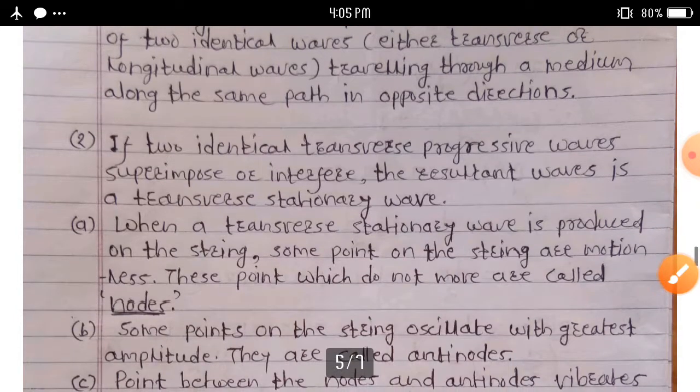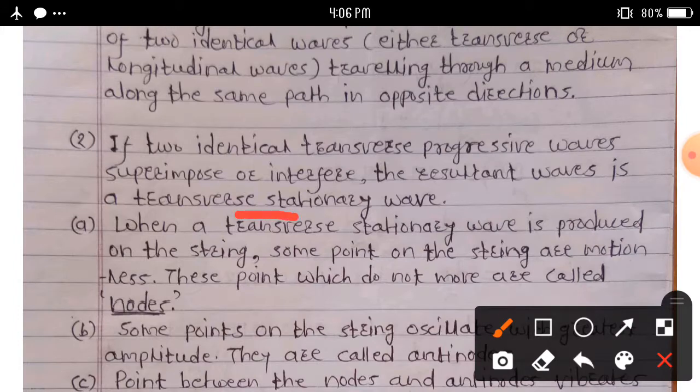Second one: if two identical transverse progressive waves superimpose or interfere, the resultant wave is a transverse stationary wave. Here, when a transverse stationary wave is produced on a string, some points on the string are motionless. These points which do not move are called nodes.